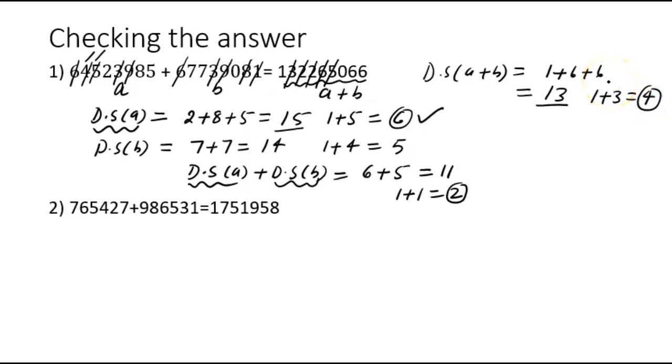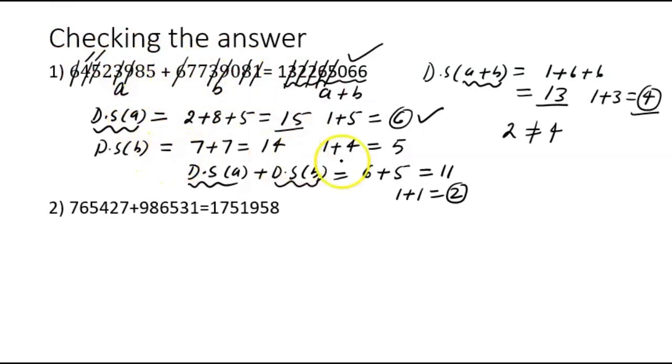Now did you notice one thing? When I calculate the digit sum of the number A plus the digit sum of the number B, we are getting 2, but when I calculate the digit sum of the number A plus B, I am getting 4, and 2 is not equal to 4. It means that this addition was not correct, right? This addition was not correct. Now the question is, what is the correct value?